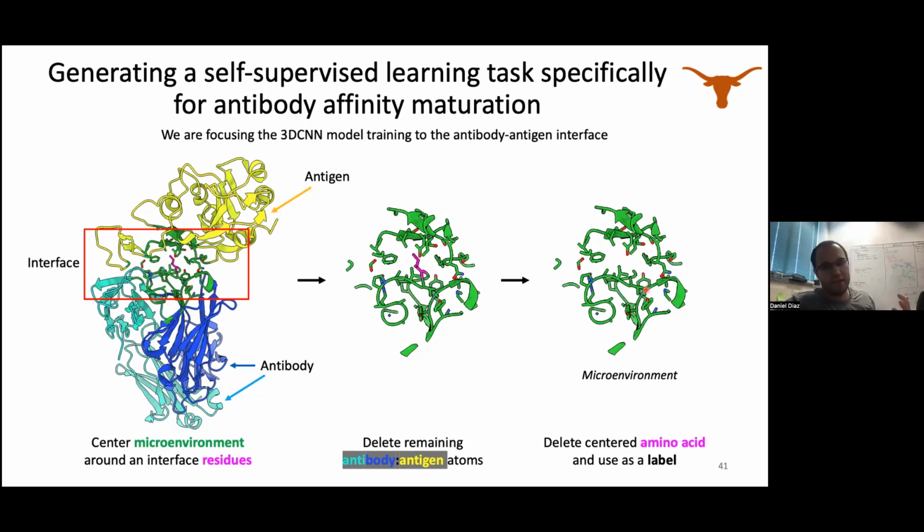So we've collected data sets of all antigen antibody complexes in the PDB and have been transfer learning to this interface, and we are currently engineering antibodies for COVID-19. And I don't have any experimental data yet to show there.